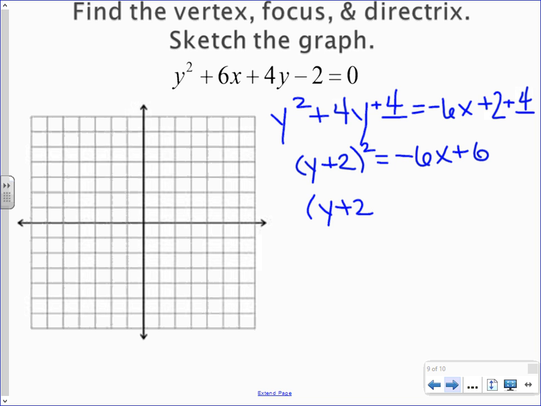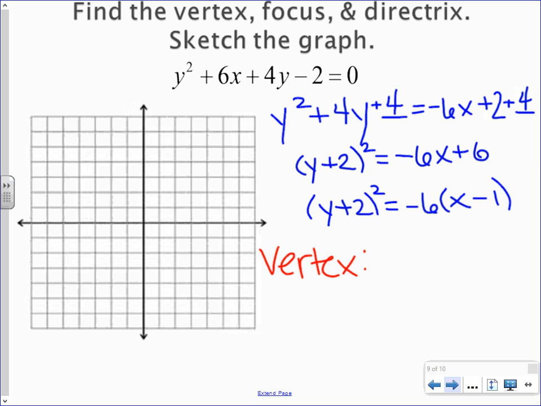So we have y plus 2 squared. In order to be able to identify both k, in this case h, and p, we have to get the coefficient of x factored out. So we're going to factor out a negative 6, which leaves us with x minus 1. Now we can identify both the vertex and the p-value. Be very careful.